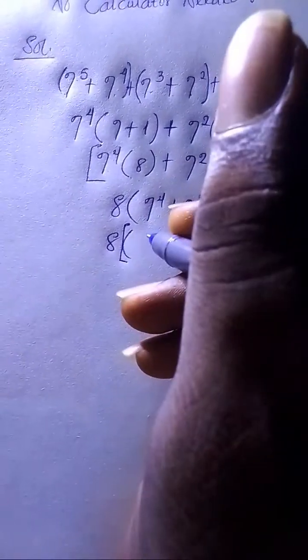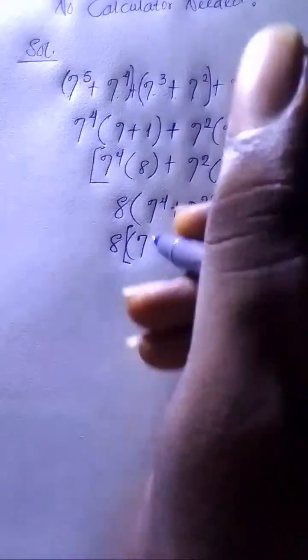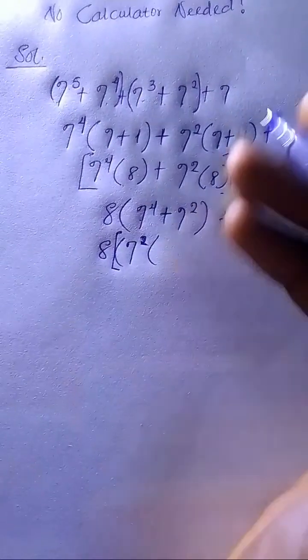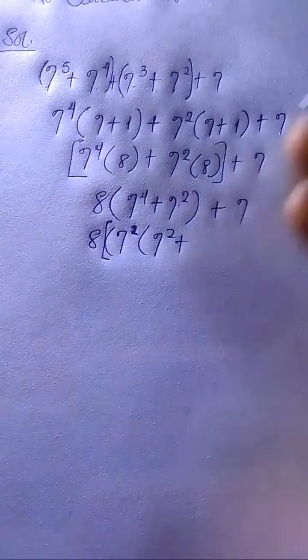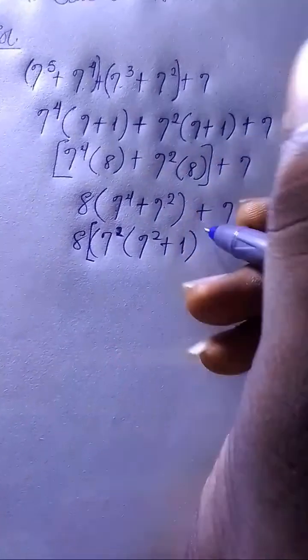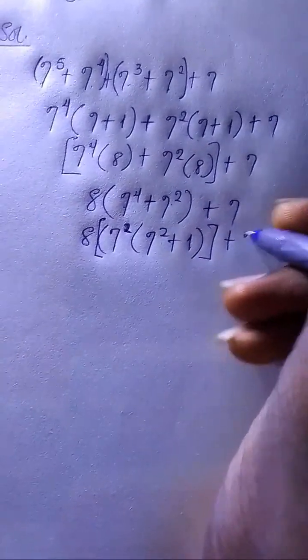So when we bring out 7 raised to the power of 2, we can have our double bracket here. We bring out 7 raised to the power of 2 as common, right? Common bracket. When we bring out 7 raised to the power of 2 from here, it becomes 7 raised to the power of 2, right? And when we bring out 7 raised to the power of 2 from here, it becomes 1, right? And we have our double bracket plus 7.